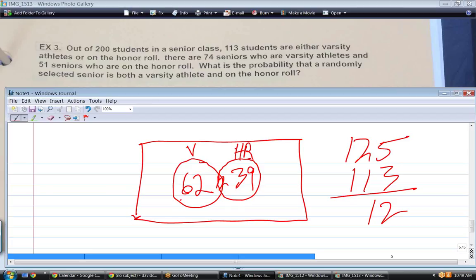Well, let's see. What's the probability that a randomly selected senior is both a varsity athlete and on the honor roll? Well, it looks to me like 12 out of how many? Yeah, 12 out of how many randomly selected seniors? There's 200.